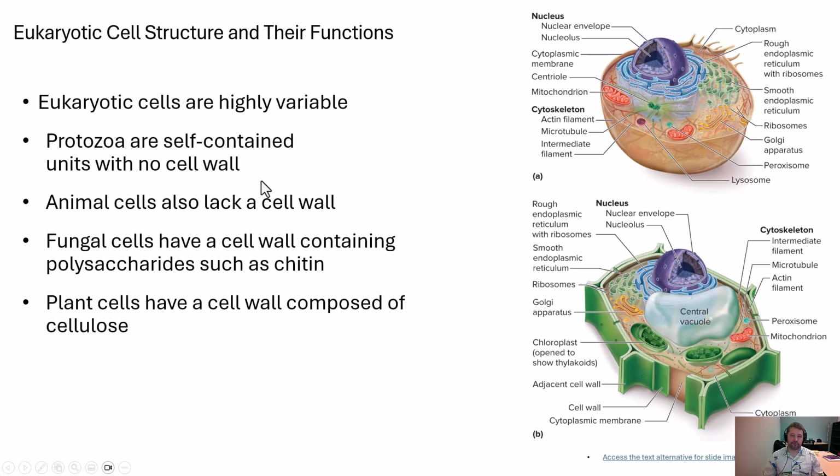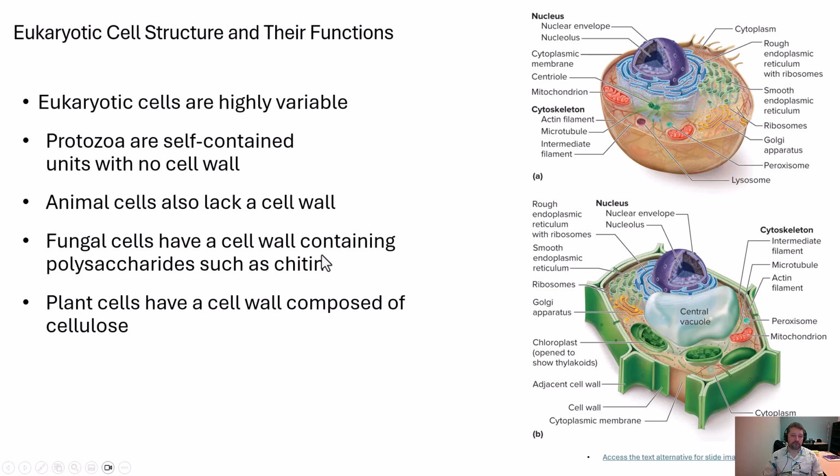A couple key components. Protozoans, they're normally unicellular. From that perspective, I mean, there is debate on whether all protozoans are unicellular, but they're self-contained units, very similar to prokaryotic organisms, and they have a nucleus though, and no cell wall. Animals also lack the cell wall. Fungi and plants both have cell walls, but their cell walls are made of other things.